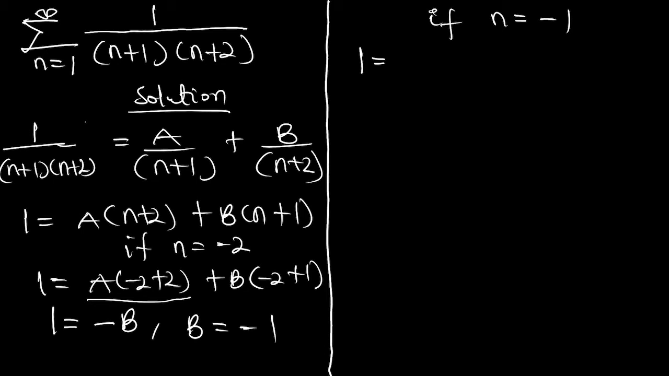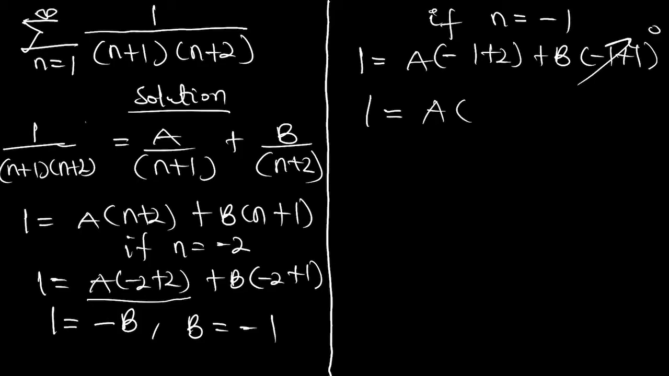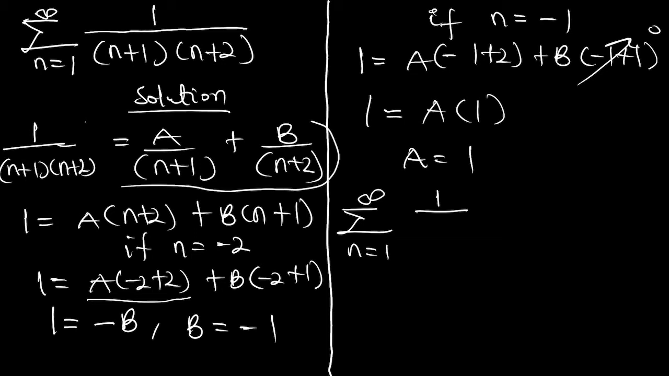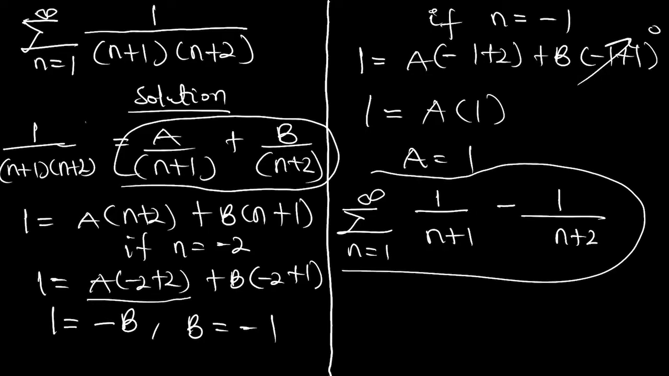Let's check if n is equal to -1. What's going to happen? 1 will be equal to a times (-1 plus 2) plus b times (-1 plus 1). So this part will also go to 0. We're going to have 1 equals a multiplying 1. So a is 1, and b is -1. So our series is going to be 1 over n plus 1 minus 1 over n plus 2, because b is -1. So this becomes our series that we are going to work with.